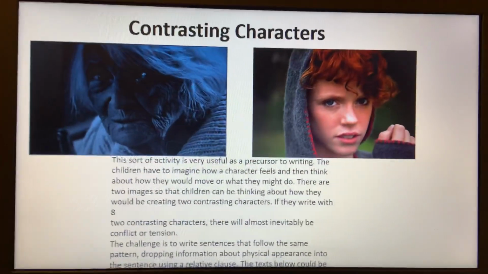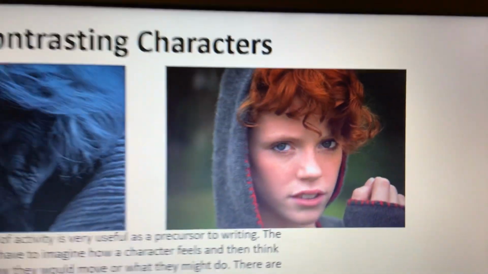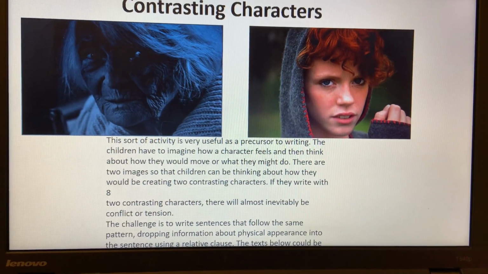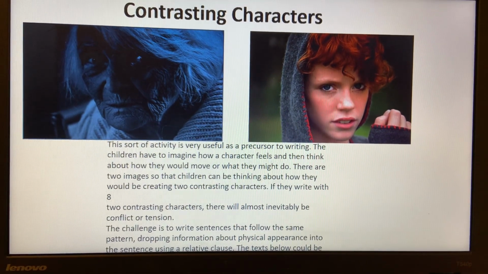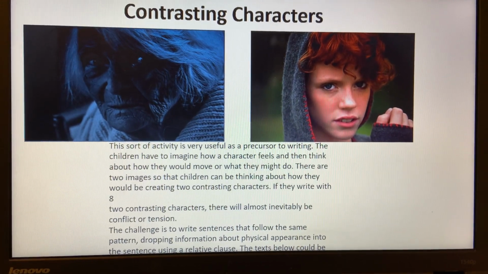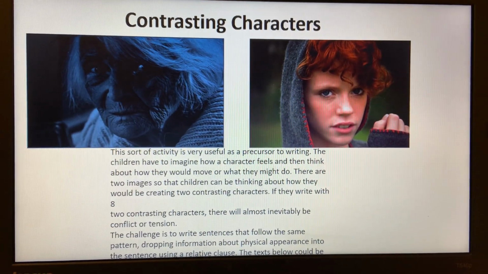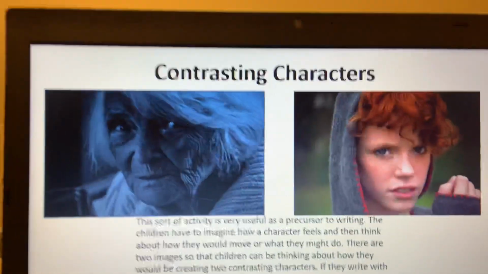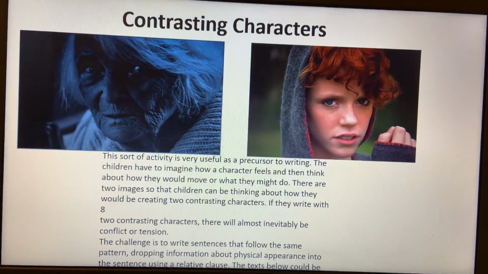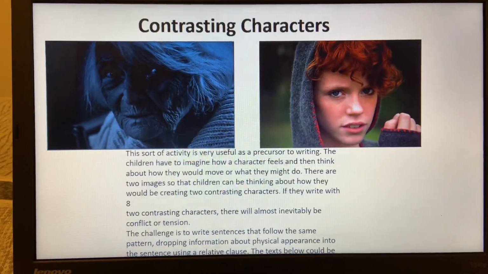Right, here we have two different characters. You can see they're very different in appearance. In particular, they're from different ages. So what you could do is imagine how each character is feeling and thinking, and how they would move or what they might do. Pi Corbett did talk you through this, so it's continuing from that. You need to think about how you can make these two characters different, how you can make them contrasting. By doing that, it creates tension or conflict.